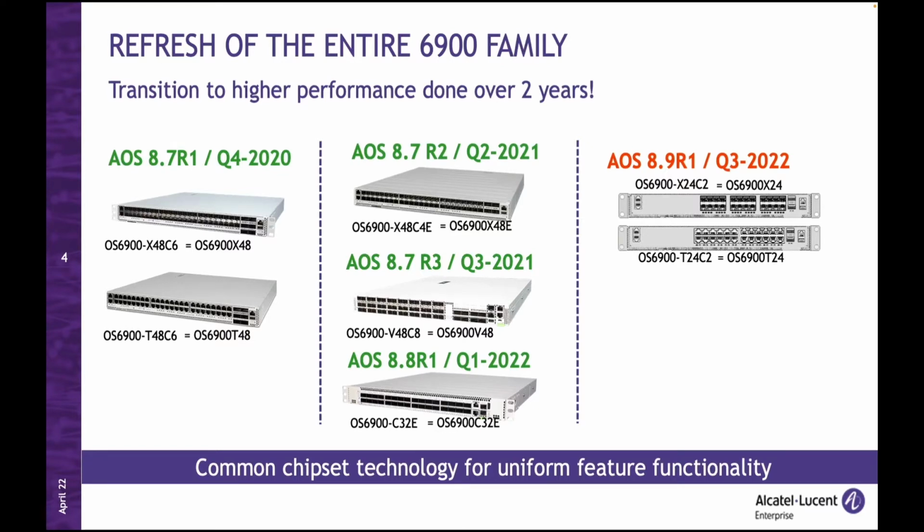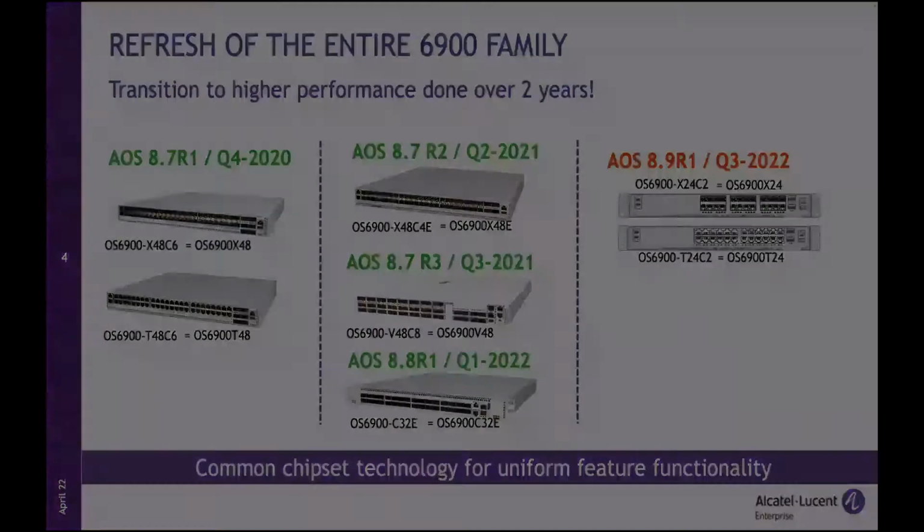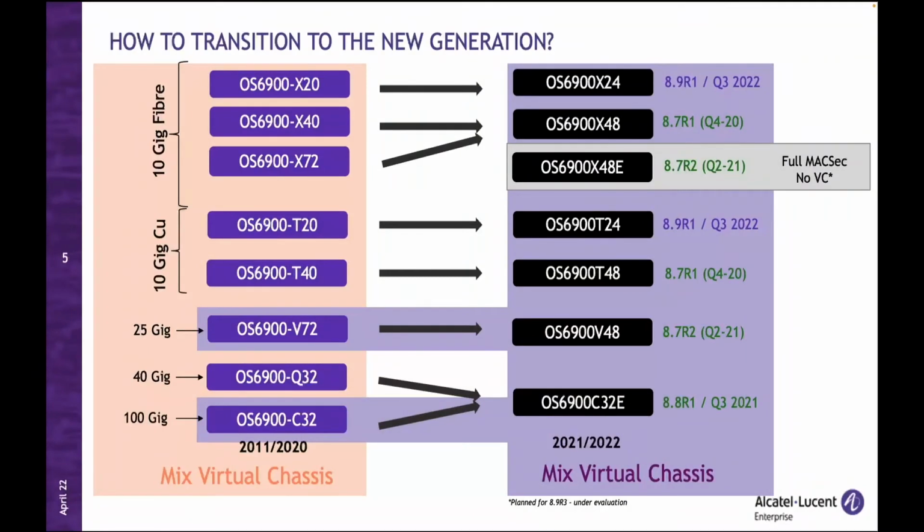OS16900-V48C8 has a marketing orderable number, which is now OS16900 V48, and so on. Please refer to the datasheet orderable items section that shows corresponding ordering and model numbers in the item description. How to transition to the new generations?